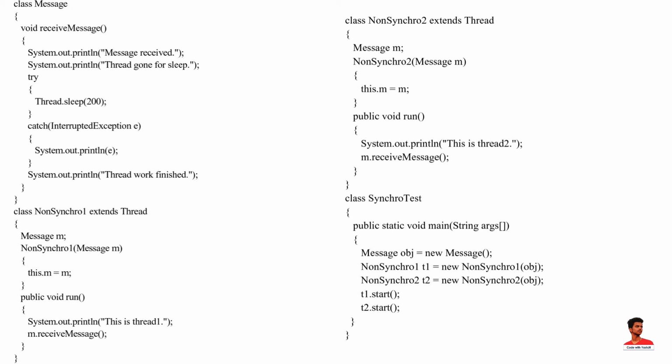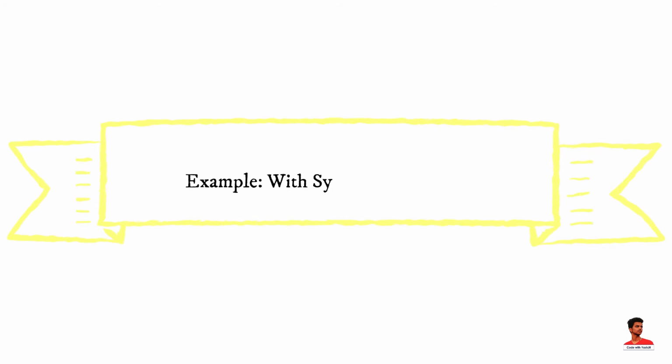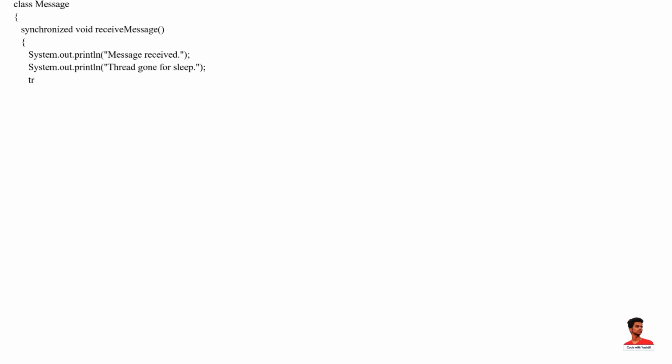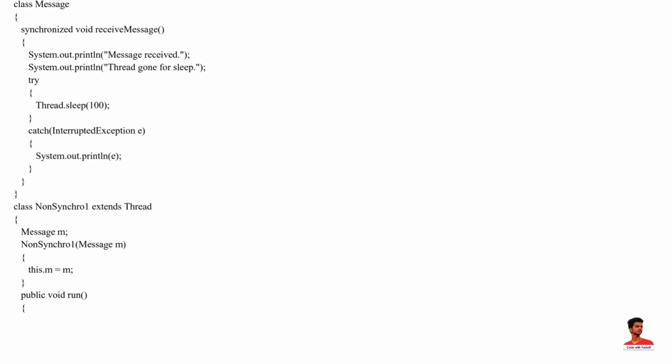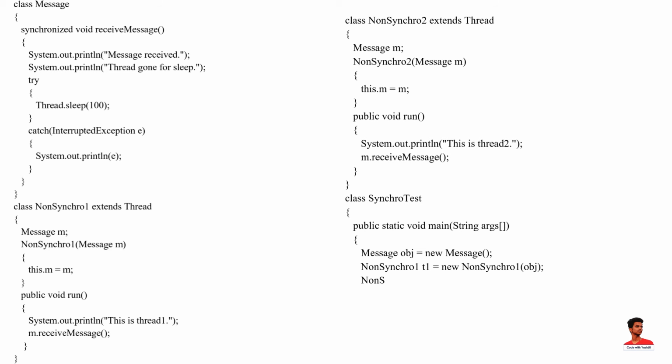To synchronize this example, we must synchronize access to the shared method, making it available to only one thread at a time. This is done by using keyword synchronized with receive message method. In this example, we have used synchronized keyword to get expected output.